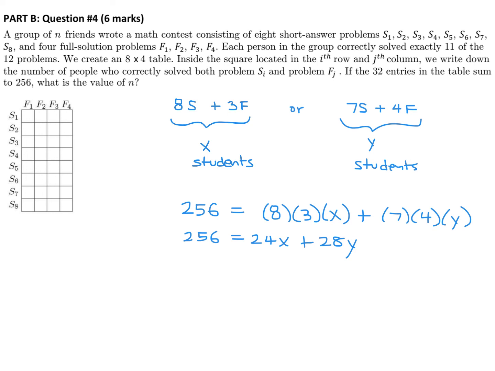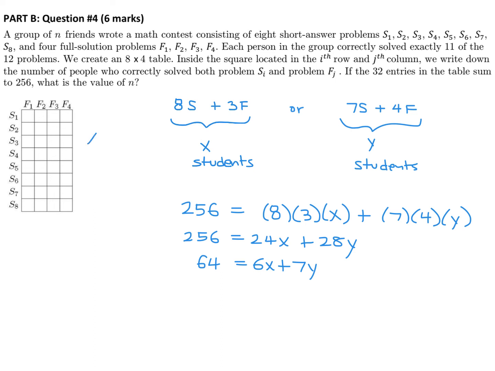And what we have to do is find integer solutions to this. We are only given one equation, so we can't solve it mathematically. We just have to plug in numbers and see, because x and y represent integers. They represent the number of students. So we have to find integer solutions to this equation. Before I do, I can divide through by 4, and that would reduce it to 64 equals 6x plus 7y.